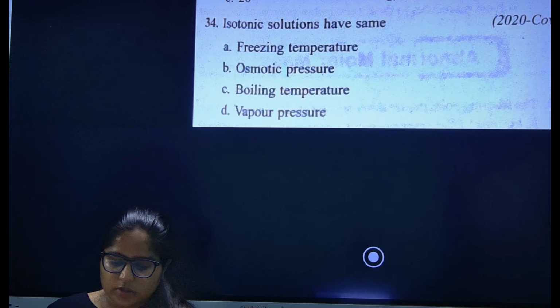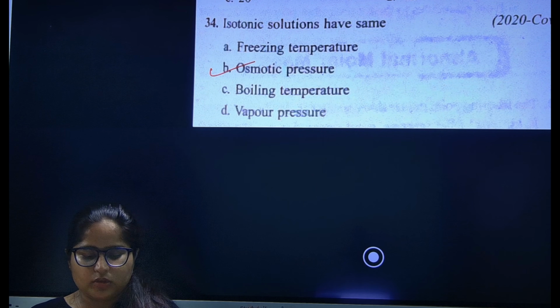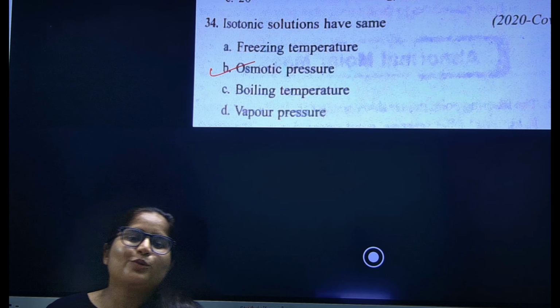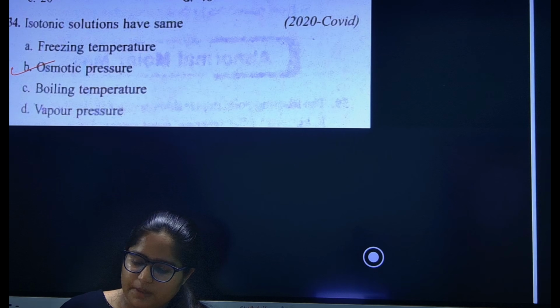Now let us see question number 34. Isotonic solutions have the same osmotic pressure. Very simple. They asked this in 2020, COVID. Maybe due to the COVID effect they asked this easy question. Isotonic means same osmotic pressure.